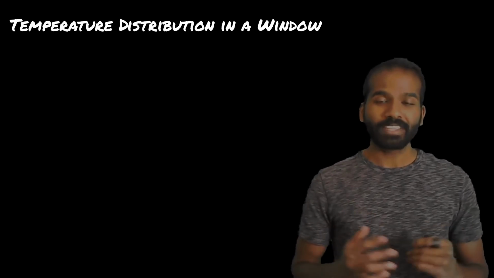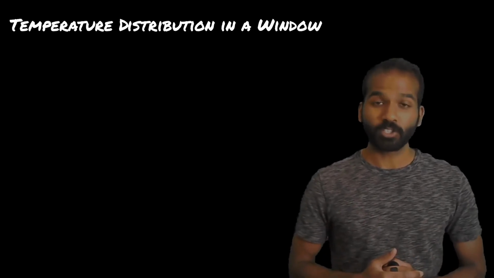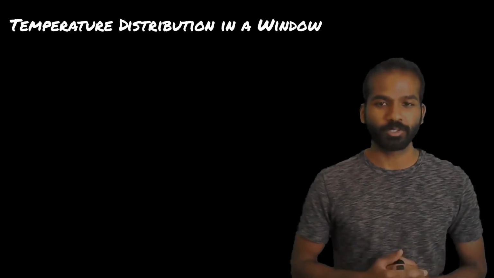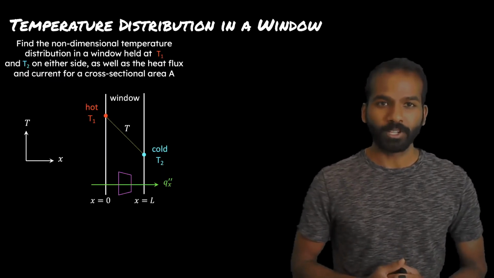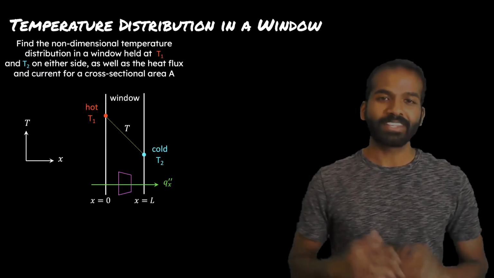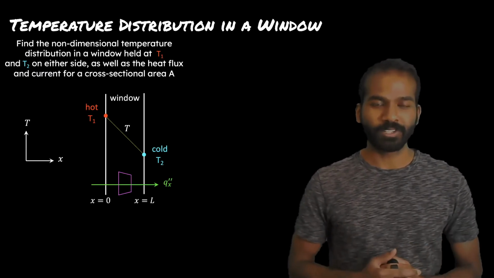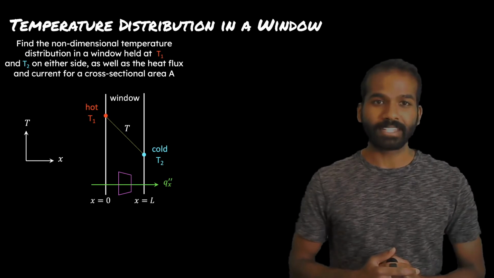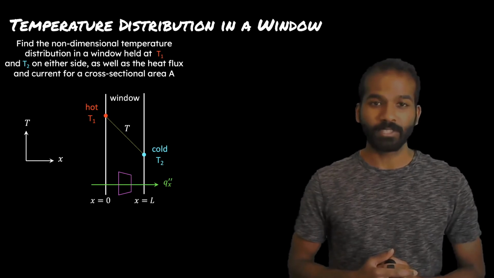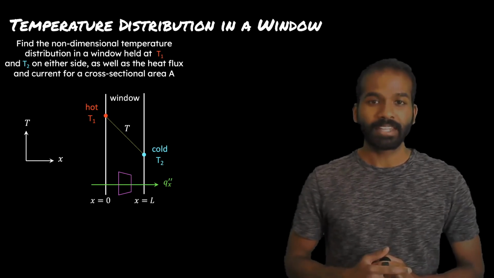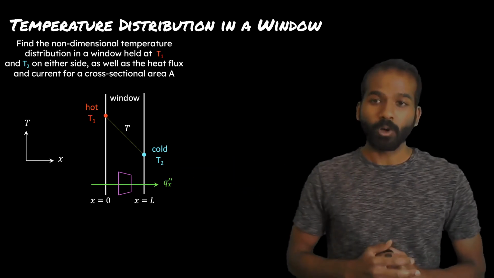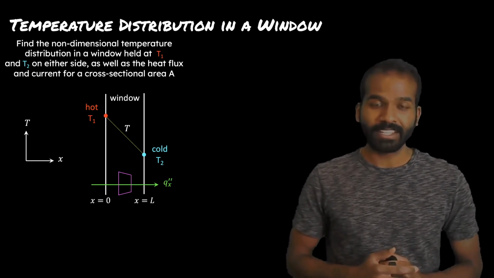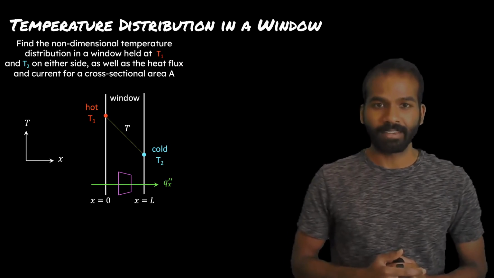We're going to now solve the heat diffusion equation to determine the actual temperature distribution in an object. We're going to do this for the example of a window. Our goal is to find the non-dimensional temperature distribution in a window, which is held at T1 on one side, this would be the hot side of the window, and T2 on the other side, the cold side of the window. We also will determine the heat flux and the heat current for the cross-sectional area A.